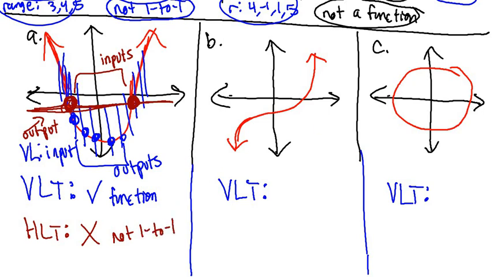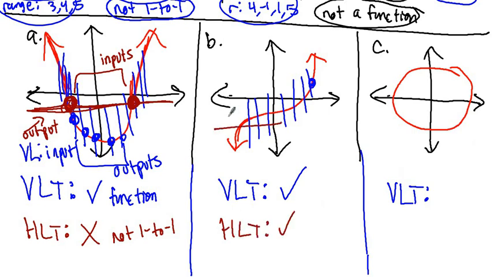Alright, see if you can pause the video and answer those same two questions about B and C. Okay, so B is asking us, is it a function at all? And the answer again is yes. Each of these vertical lines only hits once, so it is a function. Is it a one-to-one function? It's also a one-to-one function because each of these lines is only ever hitting at one point. So it's both a function and a one-to-one function.